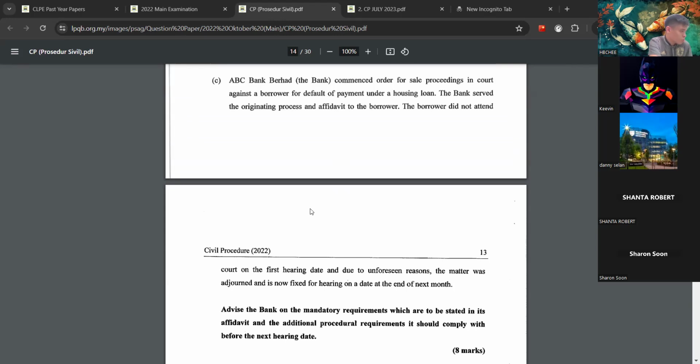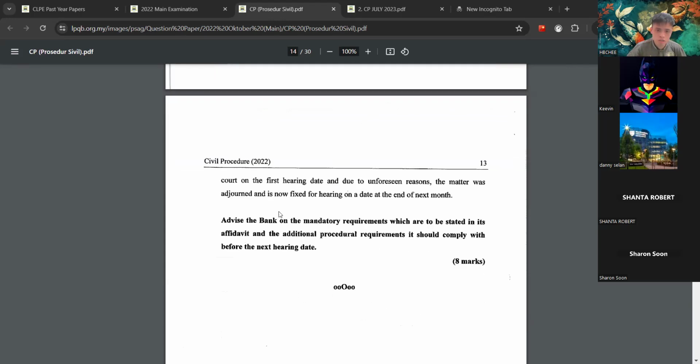Okay, now we come to the last question. ABC Bank commenced an order for sale proceeding against the borrower for default of payment. The bank served the originating process and affidavit on the borrower. The borrower did not attend court on the first hearing day due to unforeseen reasons. The matter was adjourned and is now fixed for hearing at the end of next month. Advise the bank on the mandatory requirements to be stated in the affidavit and the additional procedural requirements to be complied with before the next hearing date. Any idea?